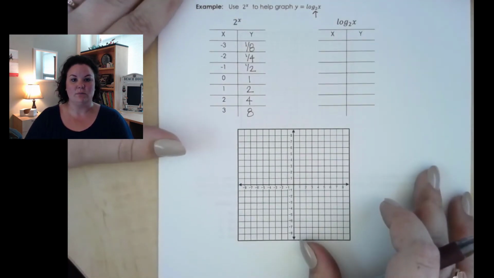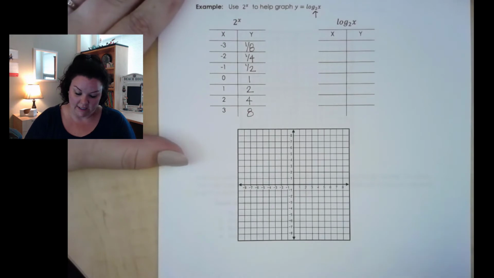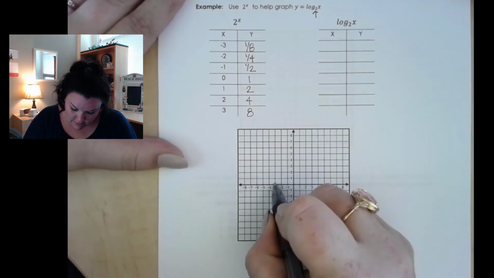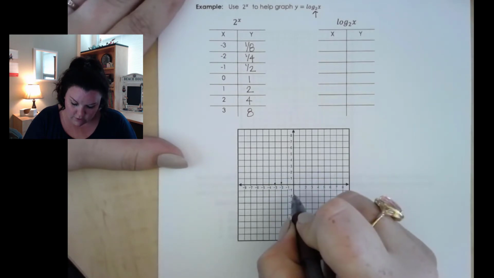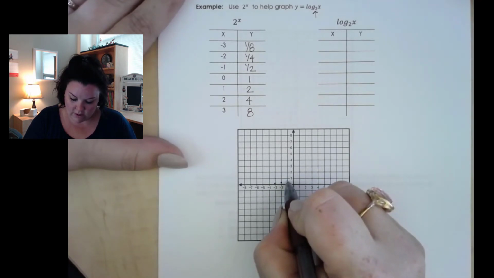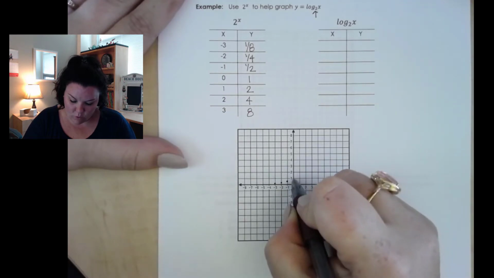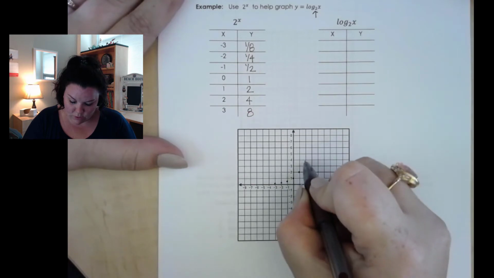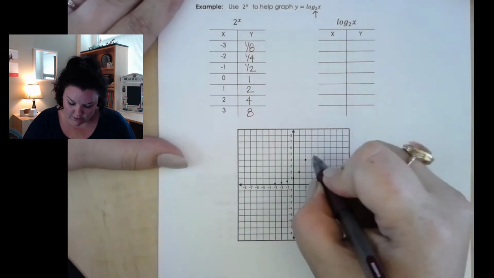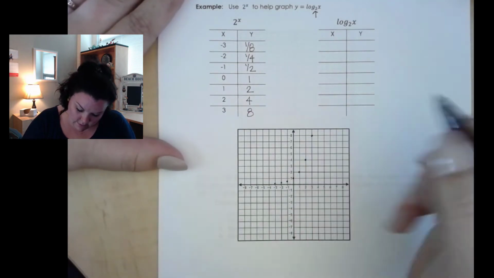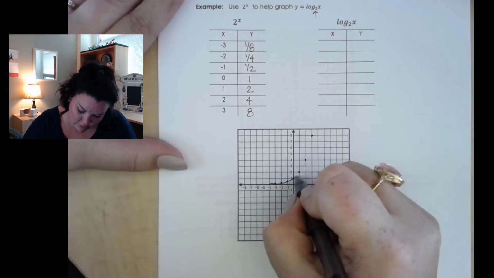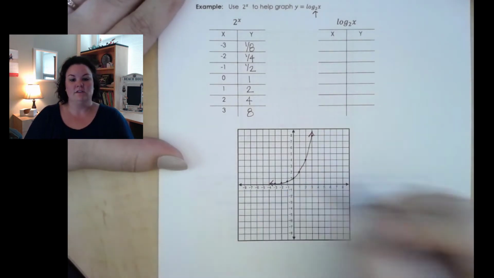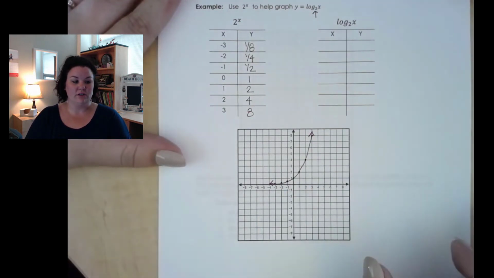Let's go ahead and graph it, just to remind ourselves what exponential functions look like. So at negative 3, we're at 1/8. Negative 2, we're at 1/4. Negative 1, we're at 1/2. 0, we're at 1. 1, we're up at 2. And 2, we're up at 4. And 3, we're up at 8. So this should look mildly familiar, right? So this is what our exponential function looks like.